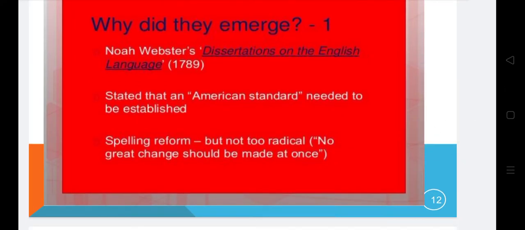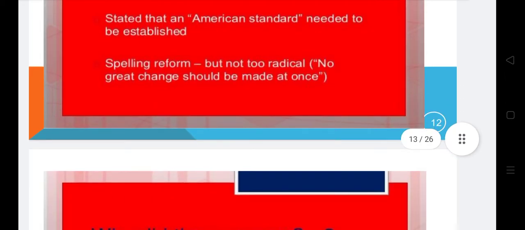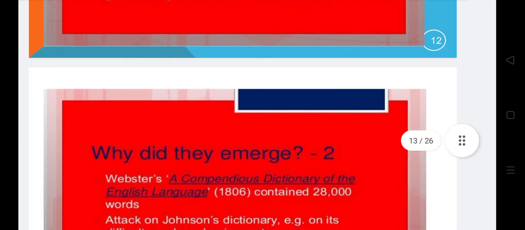According to Noah Webster, he wrote the Compendious Dictionary of the English Language, and he made a great contribution to the English language. He wrote his dissertation on the English language, and he studied that an American standard needed to be established. He emphasized this word, American standard. Spelling reforms, as I discussed in one of my videos, link above.